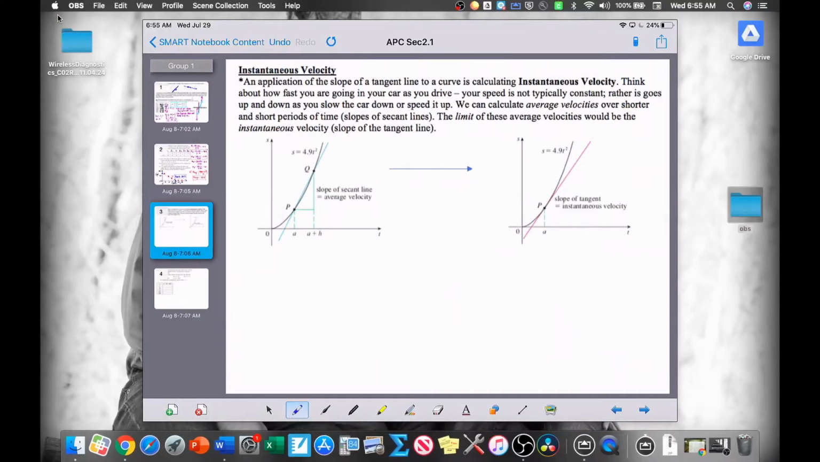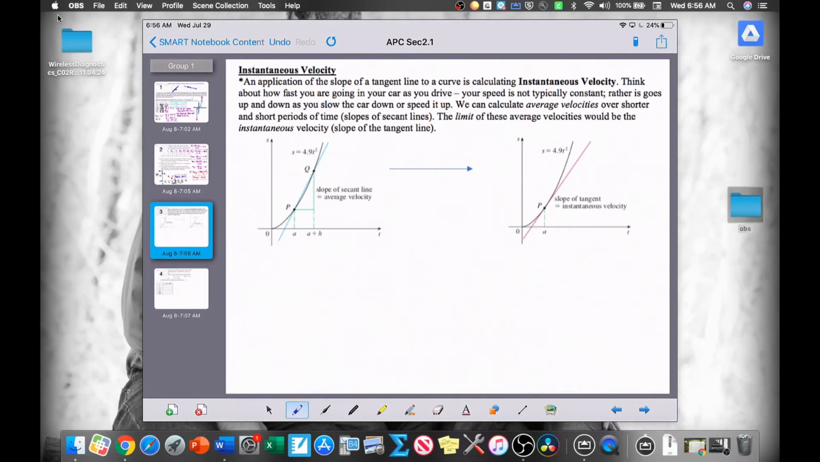The next thing we should talk about is instantaneous velocity. An application of the slope of a tangent line to a curve is calculating instantaneous velocity. Think about how fast you're going in your car as you drive. Your speed is not typically constant. It goes up and down as the car slows down or speeds up based on what's going on around you.